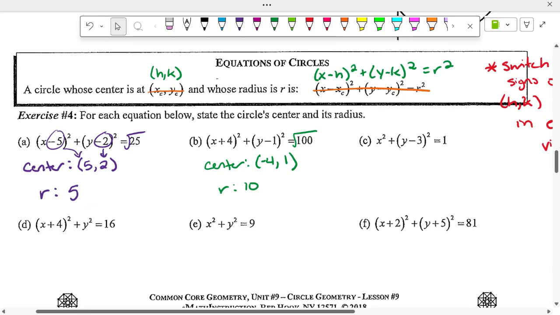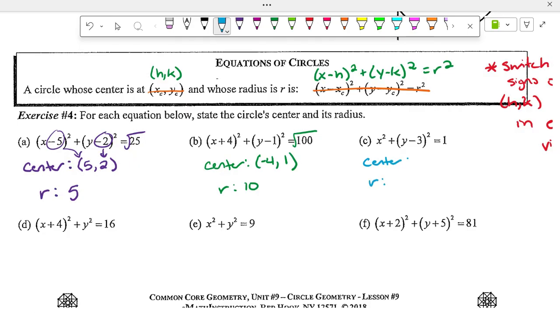All right. Try C, guys. So take a minute, state the center, state the radius.